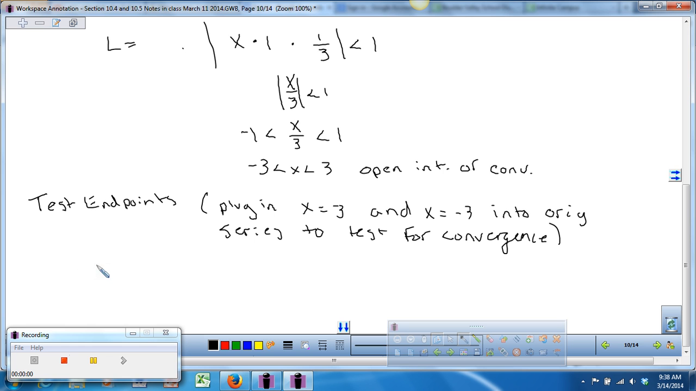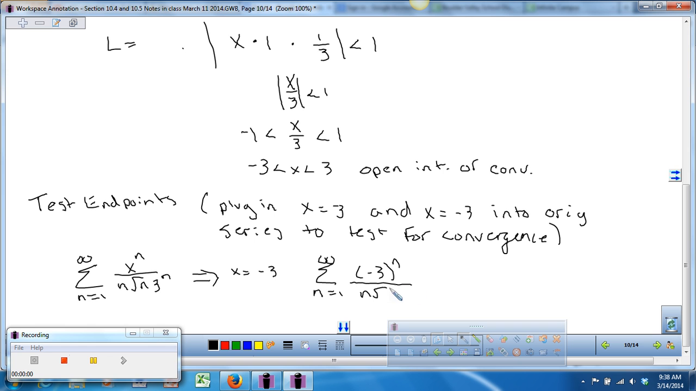All right, so our original series was the sum from n equals 1 to infinity of x to the n over n root n, 3 to the n. So instead of writing x, I will write x equals negative 3. We've got the sum from n equals 1 to infinity of, in parentheses, negative 3 to the n over n root n, 3 to the n. Is everyone okay with what I did there? You need to remember what we find in our interval, they are x's. So we're not plugging that in for n, we're plugging it in for x.